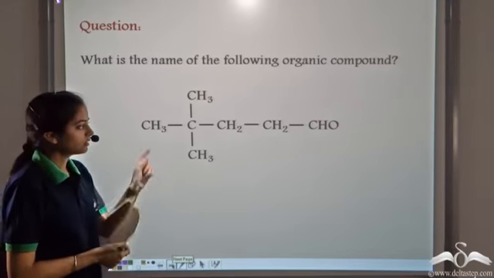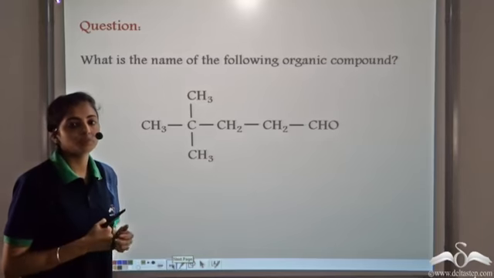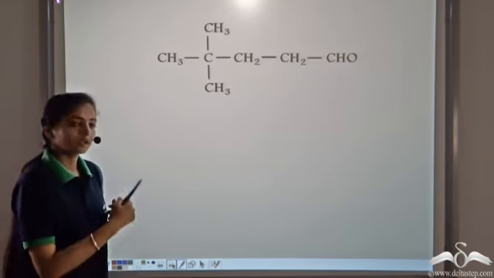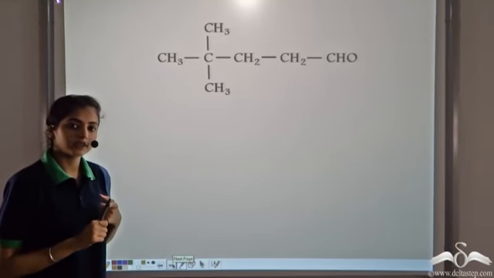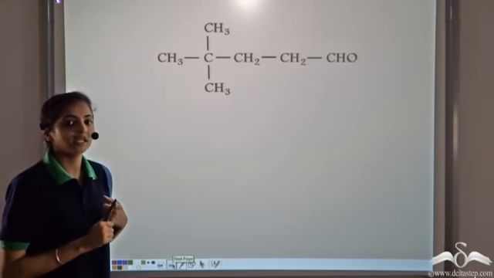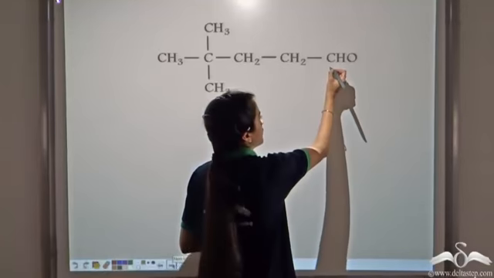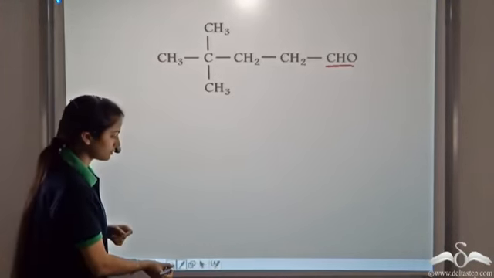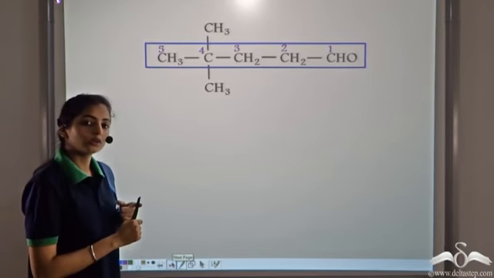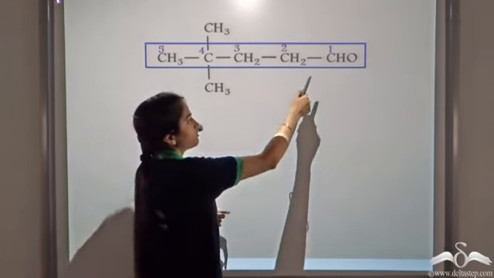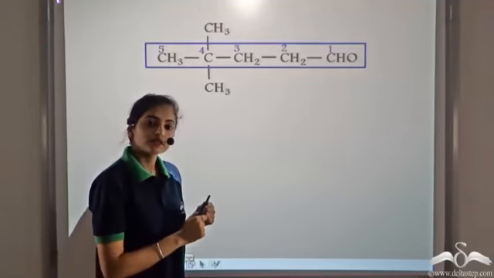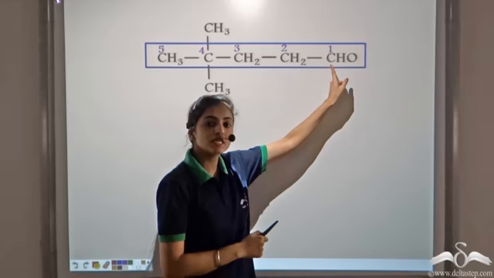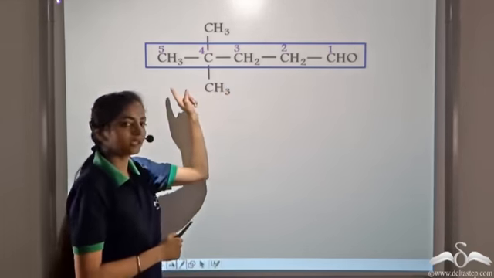Let's do a question here. We are given an organic compound. What is the IUPAC name of this organic compound? So let's start. This is the given organic compound. The first step, find the longest carbon chain containing the functional group. In this, the functional group is the aldehyde group. That is the CHO group. So in order to give the lowest number to the functional group, we start the numbering from right. Since the functional group itself contains a carbon atom, so we start the numbering from the C of the CHO group. So this is how we number it.